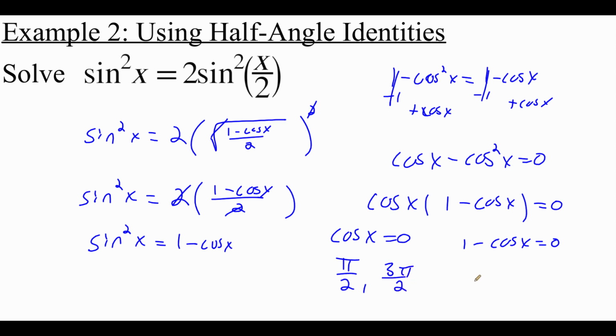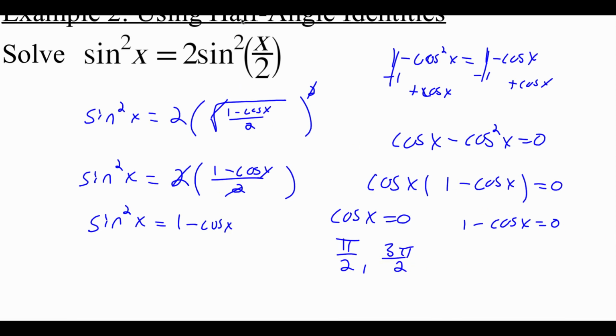pi over 2. Now on this one, we're not told to stay on the interval from 0 to 2 pi, so we do want to account for all of our coterminal angles. And looking at what we've got in this function, we're going to have a period of 2 pi. So this is going to be pi over 2 plus 2 pi n, and this is going to be 3 pi over 2 plus 2 pi n.